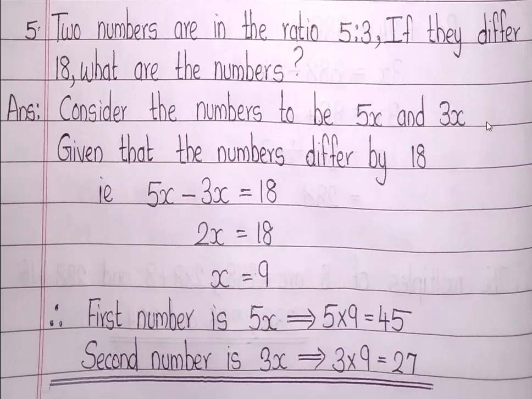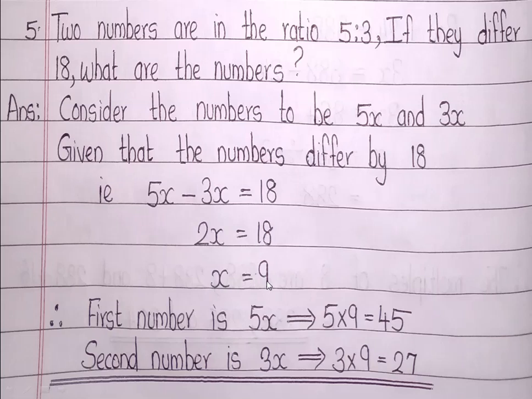Don't go for any other numbers. Whatever is given to you in the ratio, take it along with x. Here you are given the ratio 5:3, so the first number will be 5x and the second number will be 3x. If they differ, what is differ? Differ is subtraction. 5x minus 3x is equal to 18. What is 5 minus 3? 2. 2x is equal to 18. So x is equal to 9.